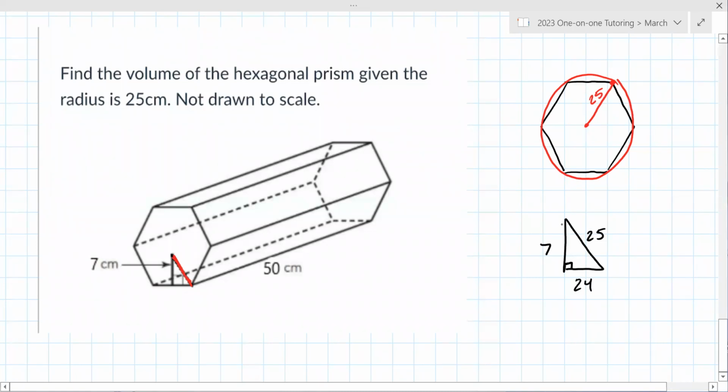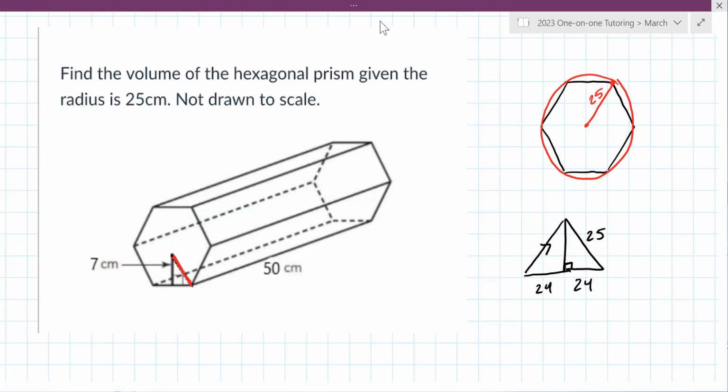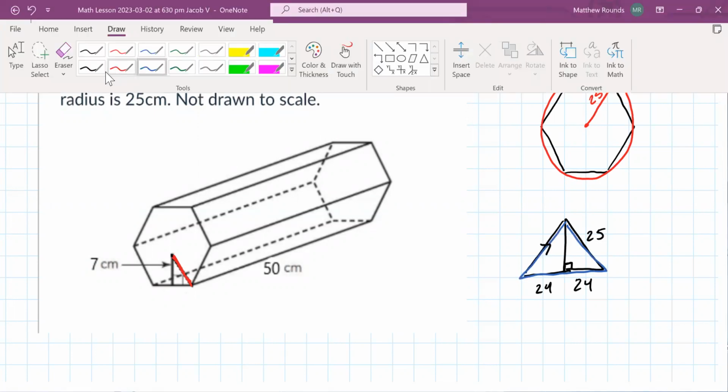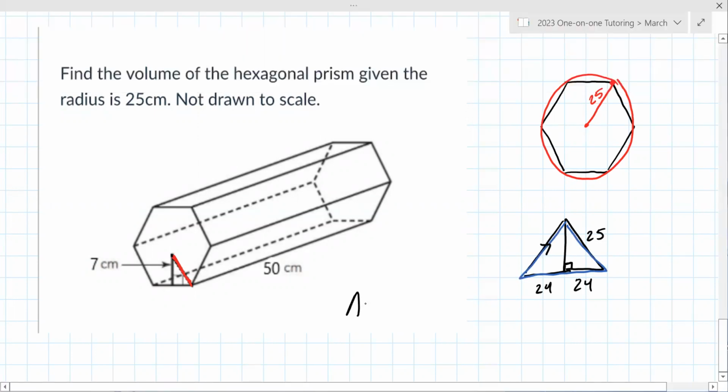So why is that important? Because you're now able to find the area of this whole triangle. I'll draw that in blue because we're interested in the volume. So you start by finding the area of the base. The base this time is a hexagon. It's 6 of these triangles. So I figure out the area of the triangle and then multiply that by 6.